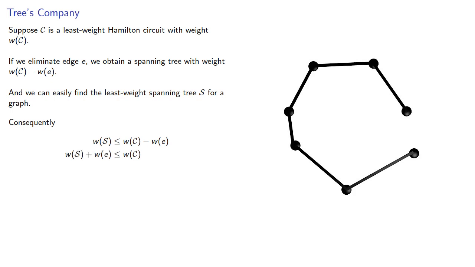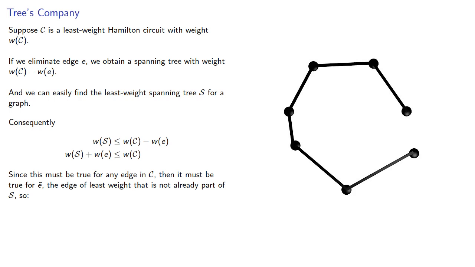Since this must be true for any edge in our Hamilton circuit, then it must be true for Ẽ, the edge of least weight that is not already part of our spanning tree. And so we have, giving us a lower bound on our solution.